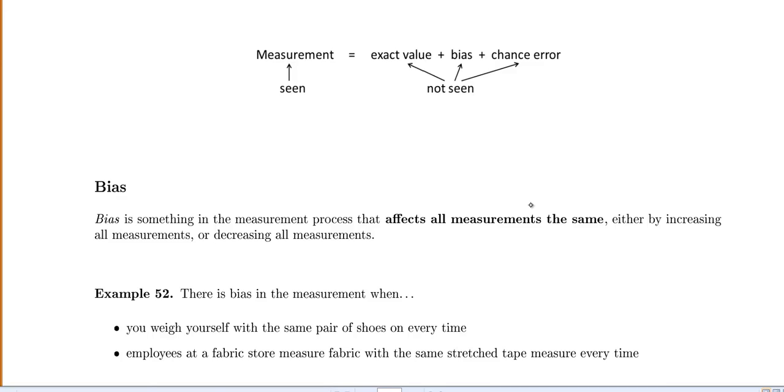So bias is something in the measurement process that affects all the measurements in the same way, either by increasing all the measurements or decreasing all the measurements. So for example, there's bias in the measurements when you weigh yourself with the same pair of shoes on every time. Because every time you weigh yourself, you're adding on the same amount of weight. So that would be an example of bias. Or another bias would be employees at a fabric store measure fabric with the same stretch tape measure every time. So if the tape measure stretched out an extra, say, inch, then they'd be adding on an inch every time they measure the fabric.